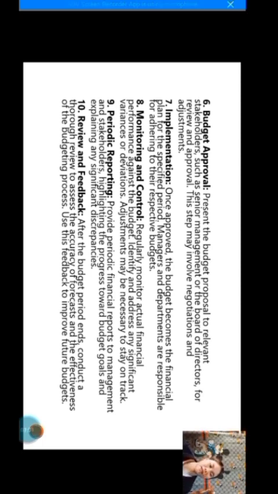Then, after that, you need to check if that budgeting process is good, assess the accuracy of the forecast, or conduct a thorough review to find out if the budget goals are effective in the budgeting process. Then that feedback is used to improve your future budgets.